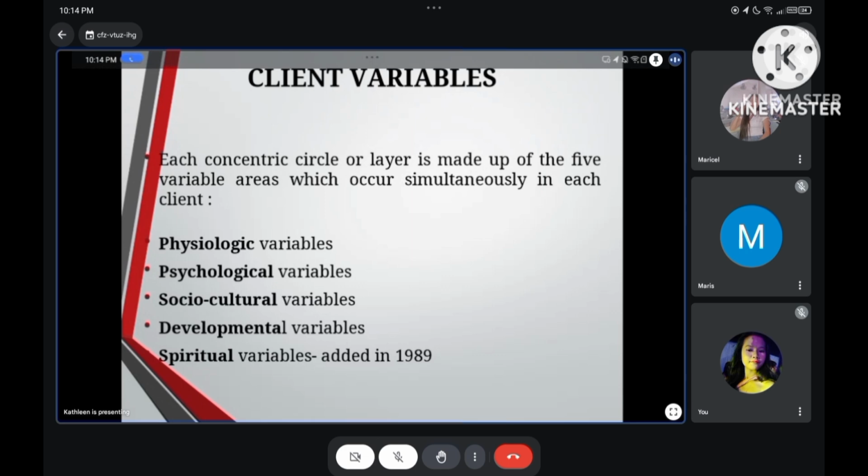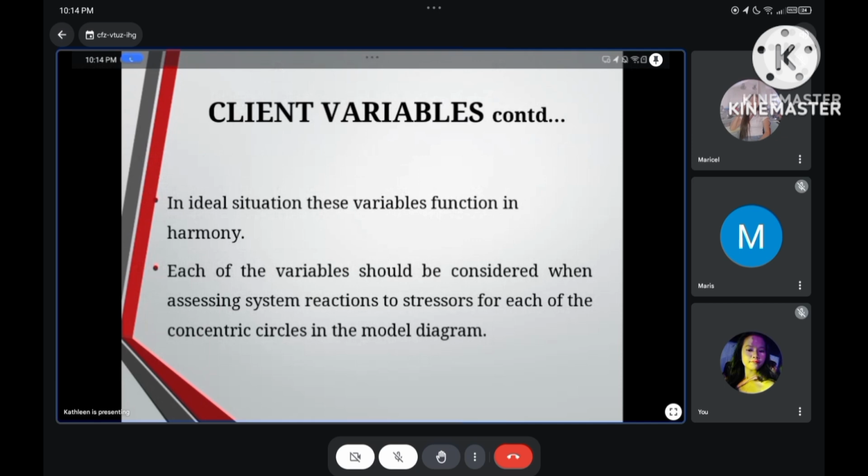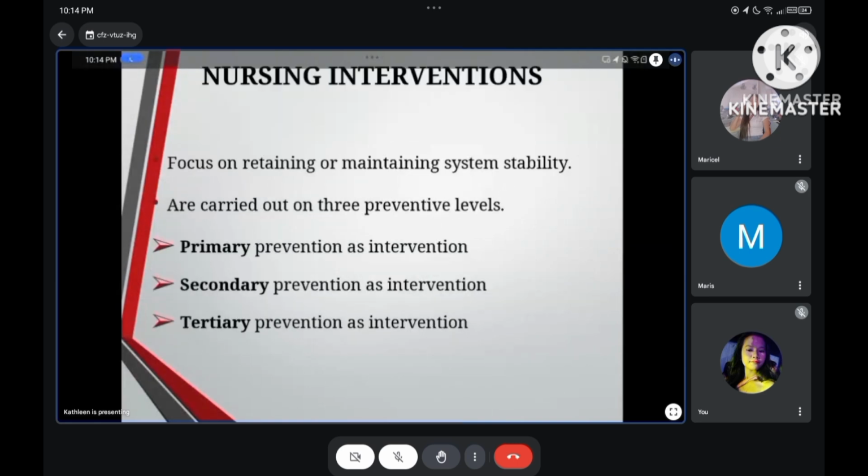For the last one, spiritual, this includes the client's beliefs, values, and spiritual life. For example, a client drawing strength from their faith or spiritual practices during illness. In ideal situations, the client variables function in harmony. Each of the variables should be considered when assessing system reactions to stressors for each of the concentric circles in the model diagram.